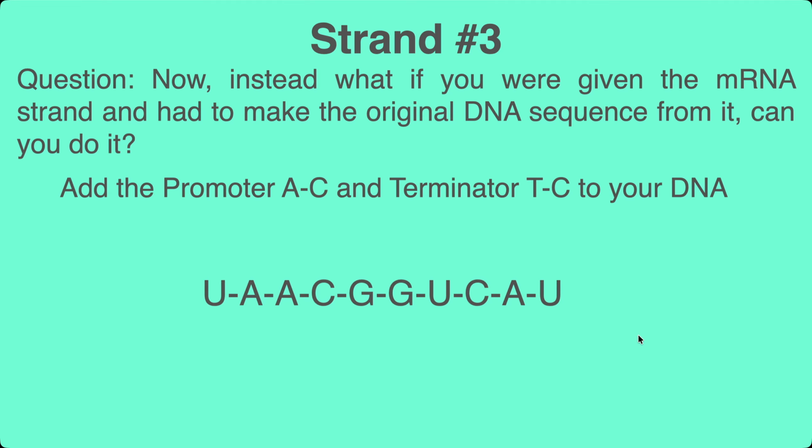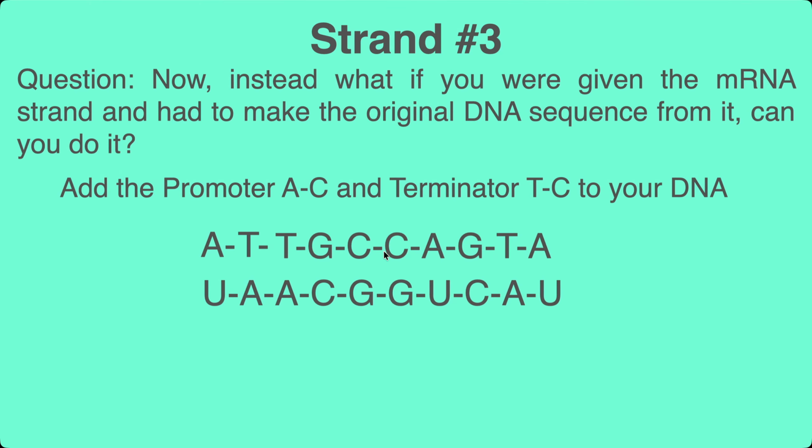All right, now let's see if we can go backwards. What if we were given the mRNA sequence? This is called reverse transcription. So we're trying to make the original piece of DNA from it, okay? And then it says to add this promoter and add this terminator. All right, so U pairs with what? A in DNA. A pairs with what in DNA? T. A pairs with, again, T, and then G, and then C.